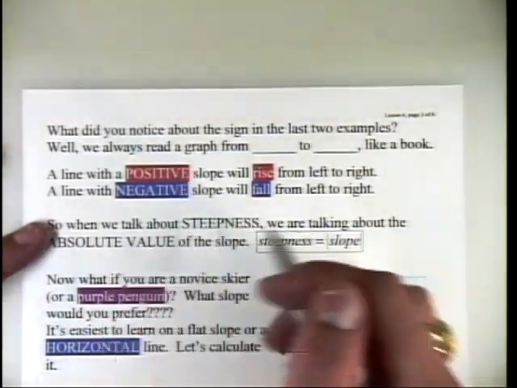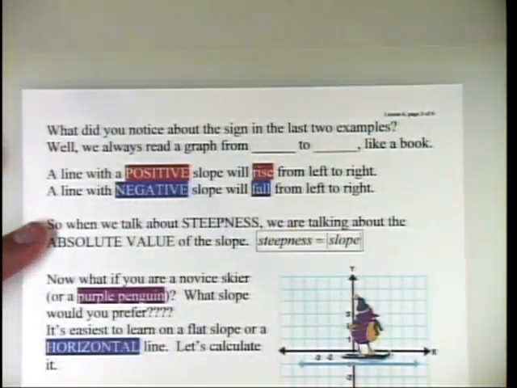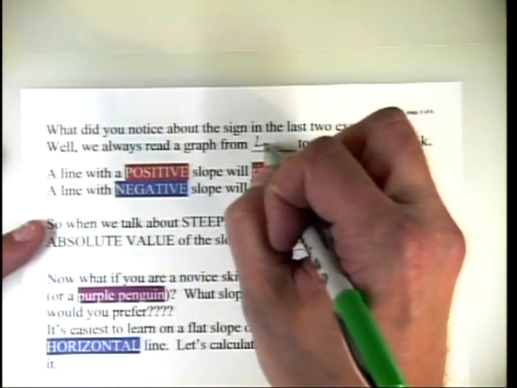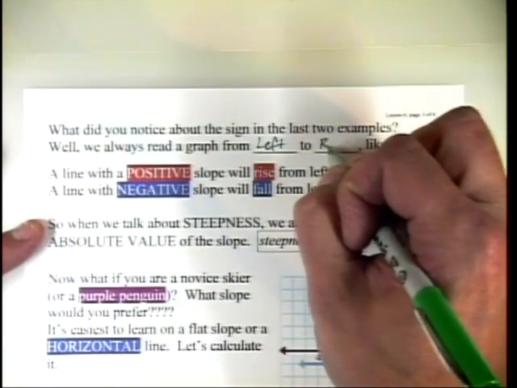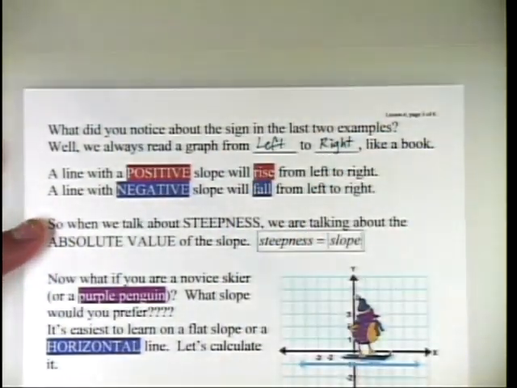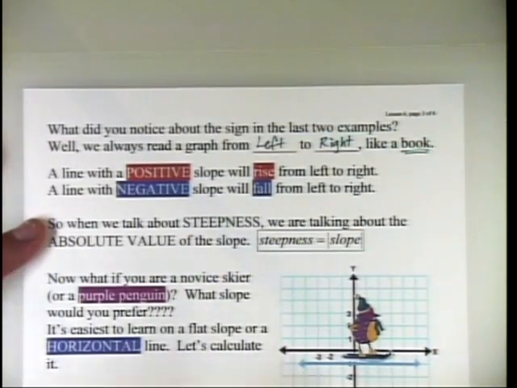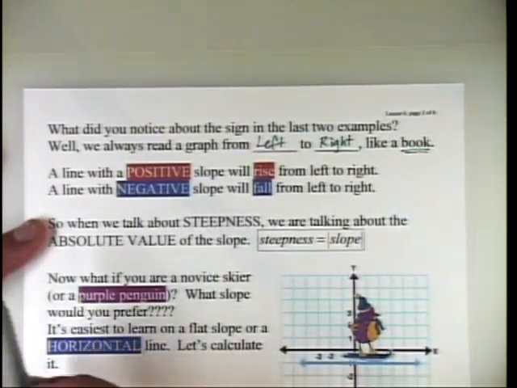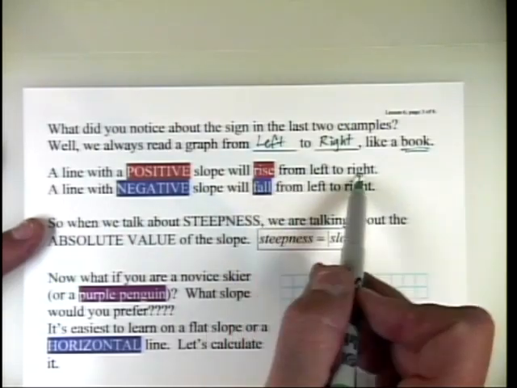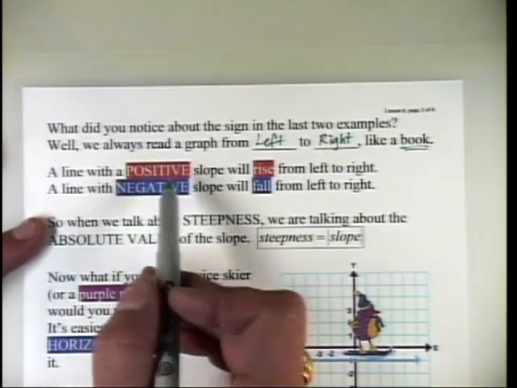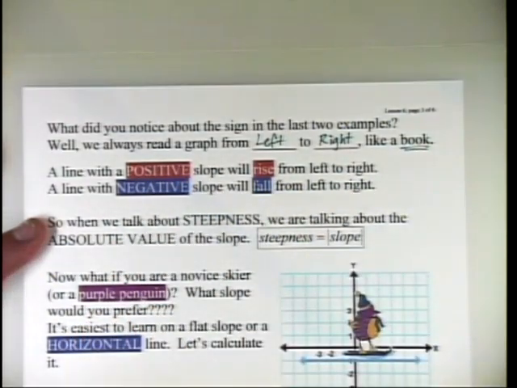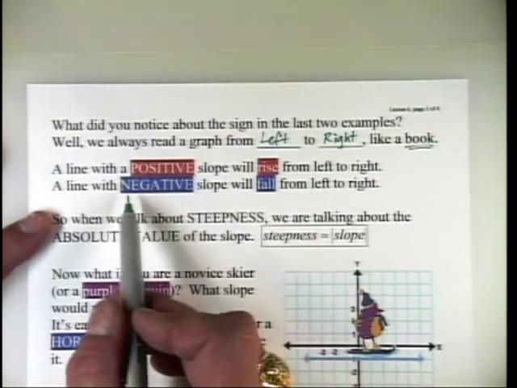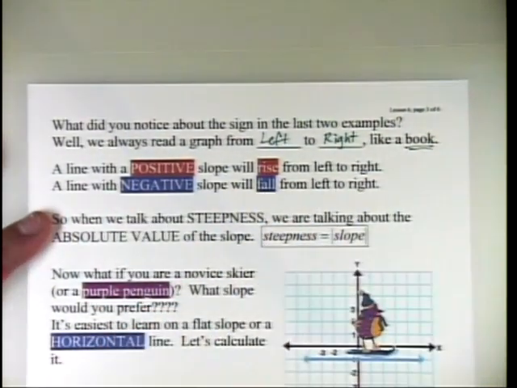Did you notice something about the last 2 examples? We always read a graph from left to right. I've already talked about that, but we'll review. We read a graph from left to right like a page in a book. Okay? Once we establish that as a habit, then any graph that rises from left to right will have a positive slope, or a positive slope will rise from left to right, and any graph with a negative slope will fall from left to right.